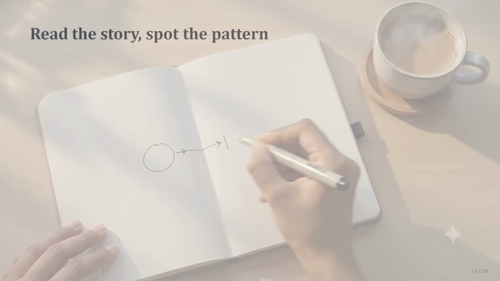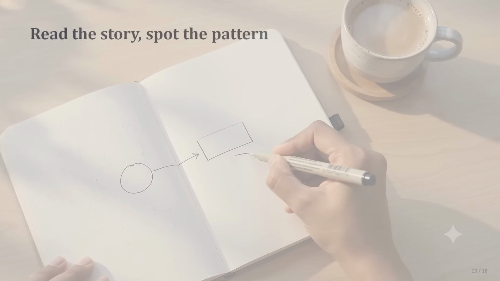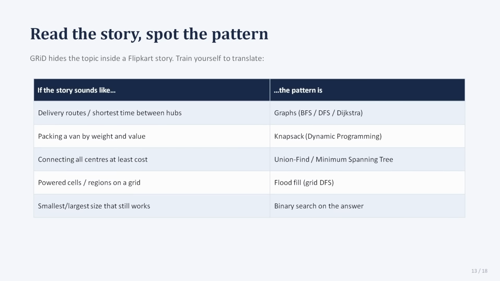One skill separates people who pass: turning the story into the pattern. Delivery routes means graphs. Packing a van by weight and values means knapsack. Connecting centers cheaply means minimum spanning tree. Powered regions on a grid means flood fill. Smallest size that still works means binary search on the answer. Learn these 5 and you will recognize most of the round the moment you read it.